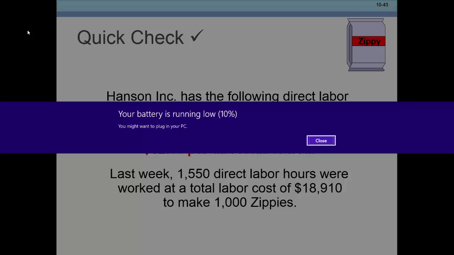Sorry, one second. Let me plug this stupid thing in before we lose it in the middle, and then we gotta reboot and all that nonsense.